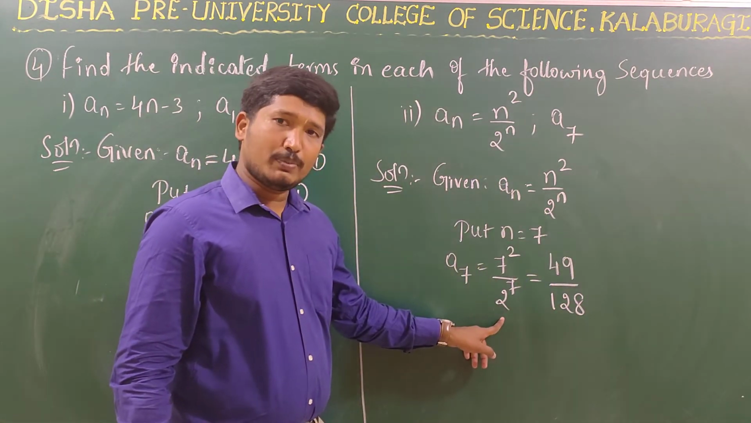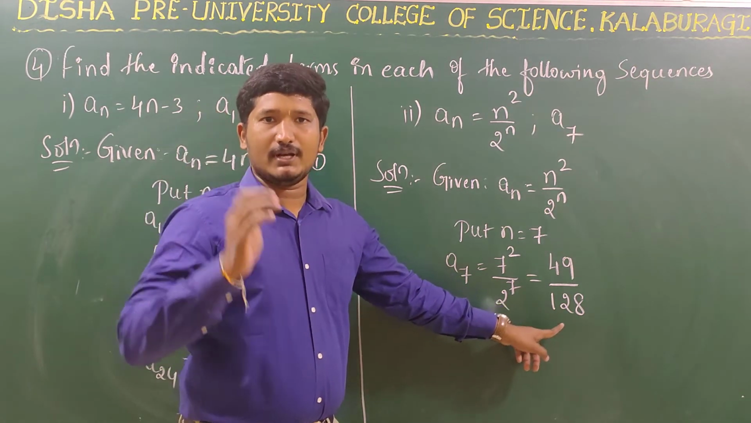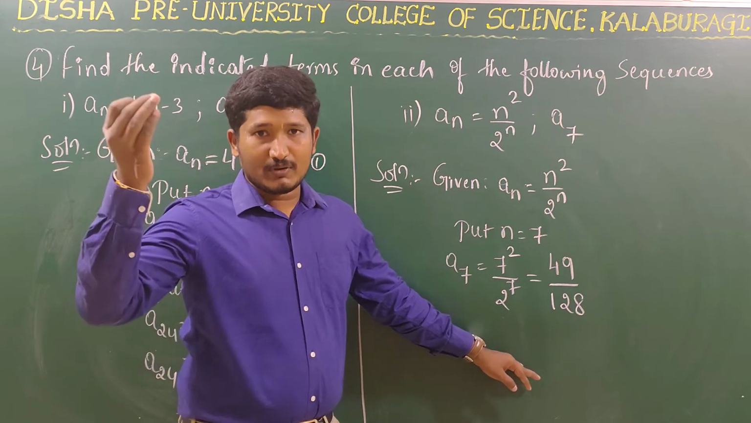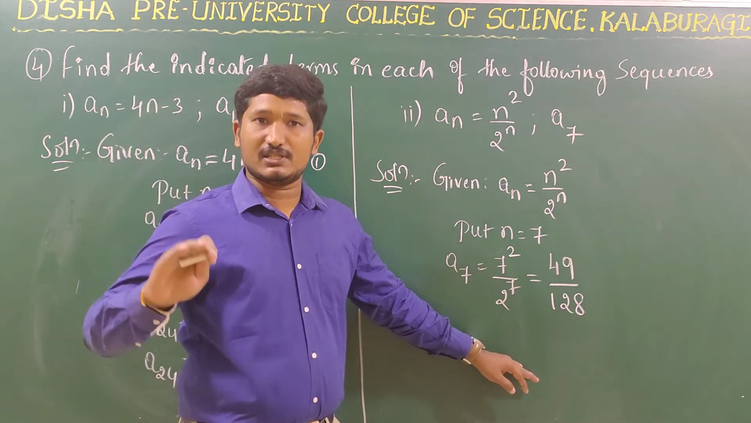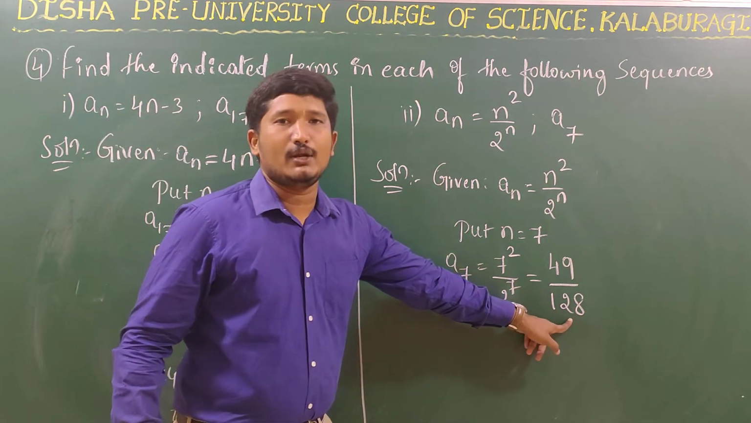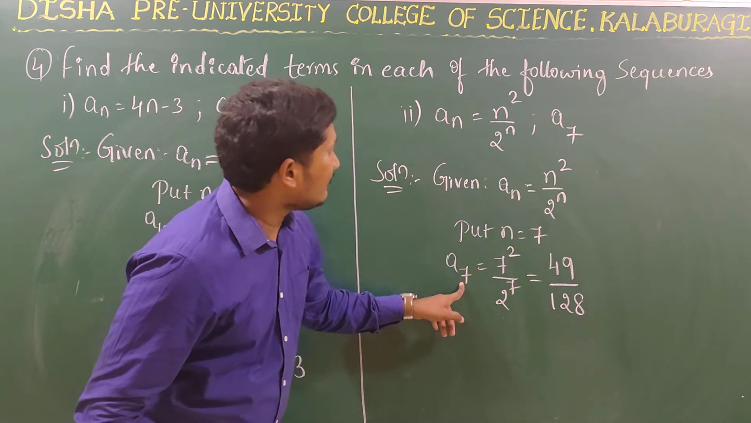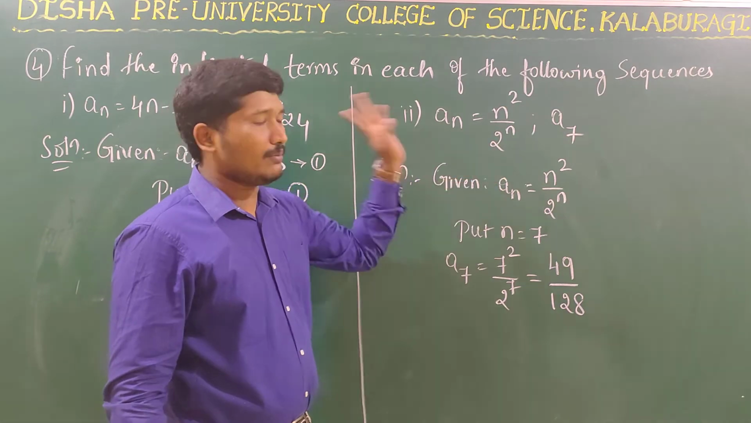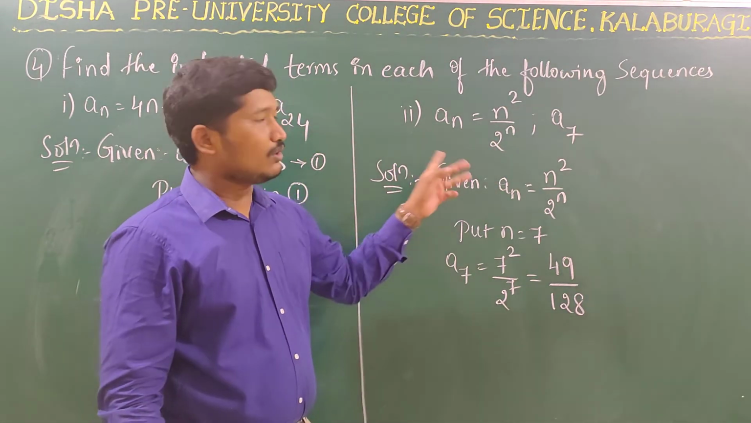What is 2 power 7? Is equal to 128. That is 2 power 1 is 2, 2 square is 4, 2 cube is 8, 2 power 4 is 16, 2 power 5 is 32, 2 power 6 is 64, 2 power 7 is 128. So this is your what? The seventh term of the given sequence, n square divided by 2 power n. So this is how we solve.